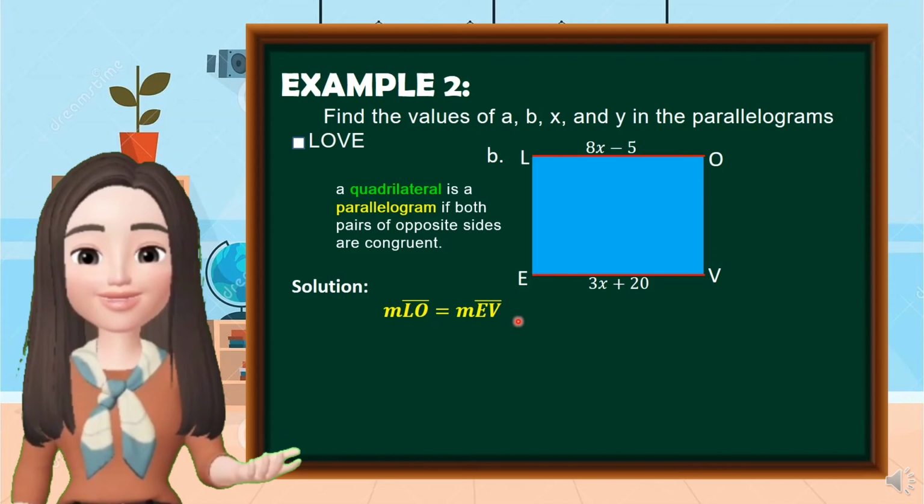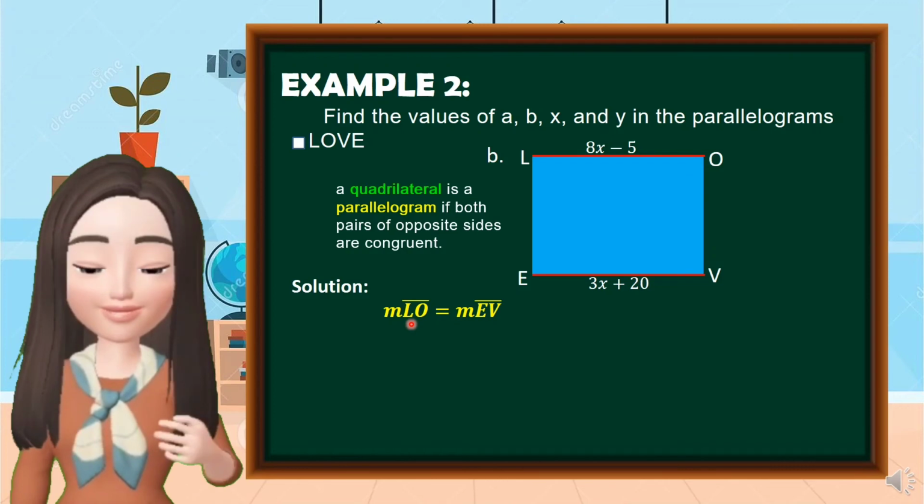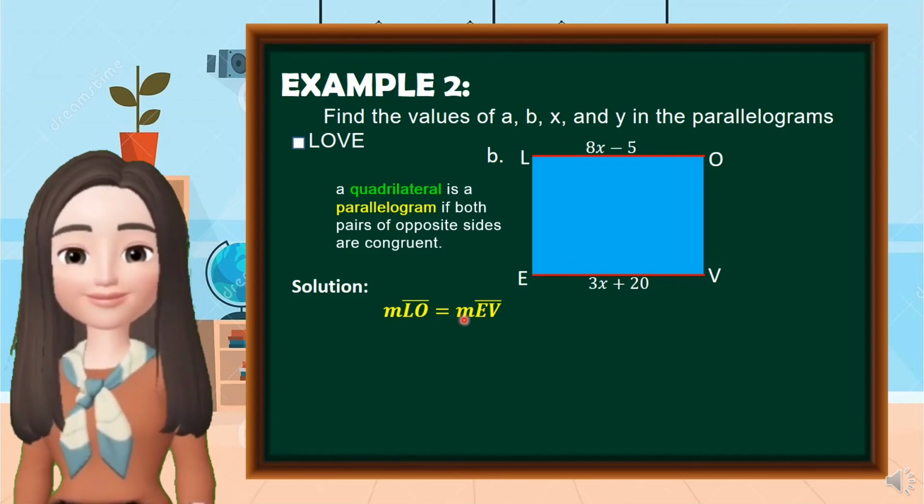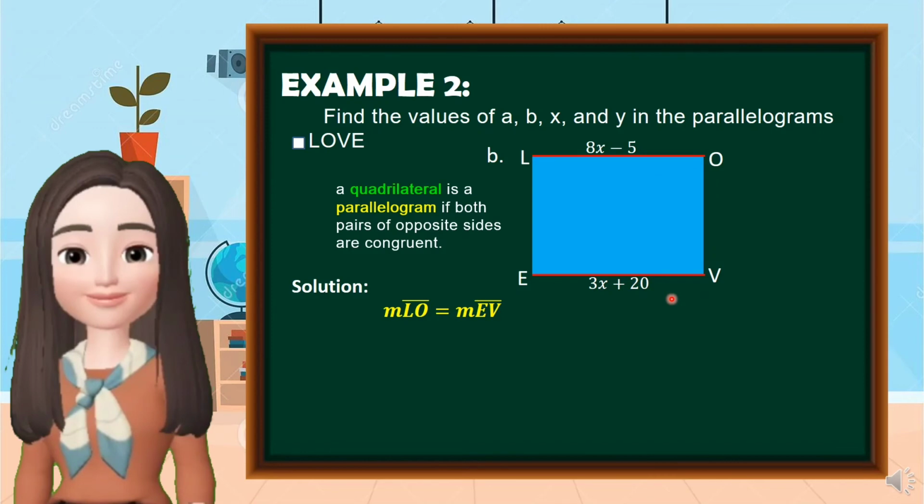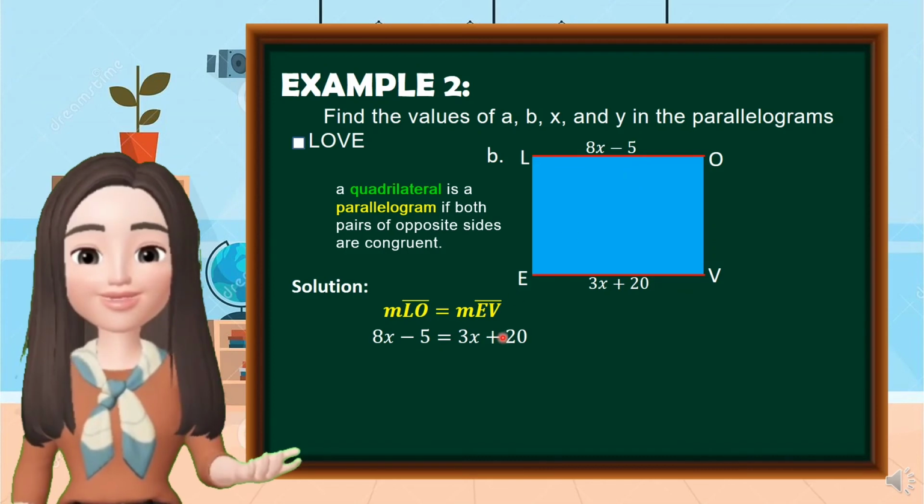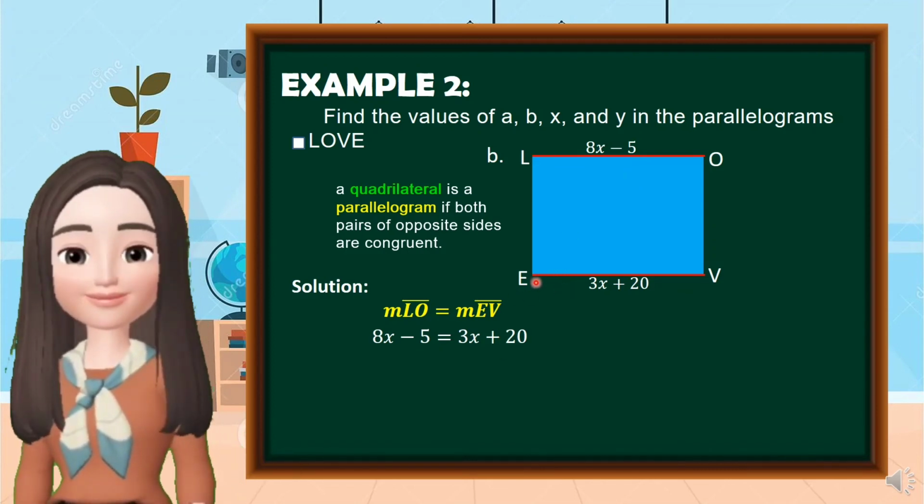Alright. So, tama naman that the measure of angle O is equal to the measure of side EV because of this property. Right. Now, substituting the values. Ang measure ni side LO ay 8x minus 5. Ang measure ni side EV ay 3x plus 20. Now, solving the linear equation, pagsamahin natin yung may mga variable at yung constant.